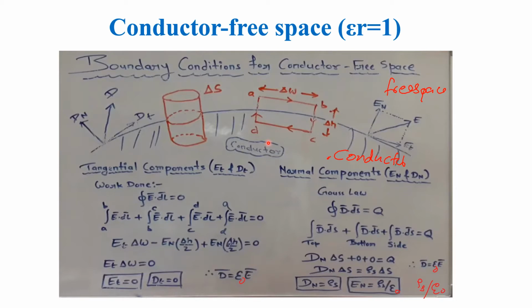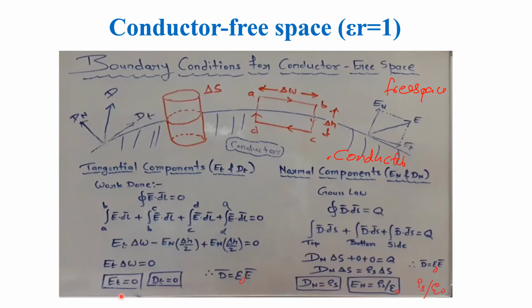But actually, these two terms, En times delta H by 2 negative and En times delta H by 2 positive, will cancel each other. Otherwise also, the surface delta H is very small and that will be 0. So the only term remaining is the first term, that is E tangential delta W equal to 0. So E tangential delta W equal to 0 gives the result E tangential equal to 0. So the tangential component of electric field across a conductor free space boundary is 0.